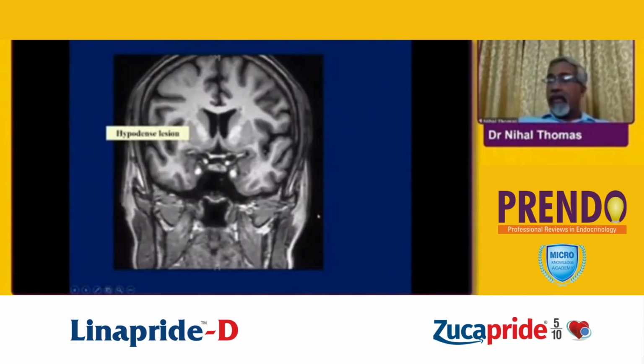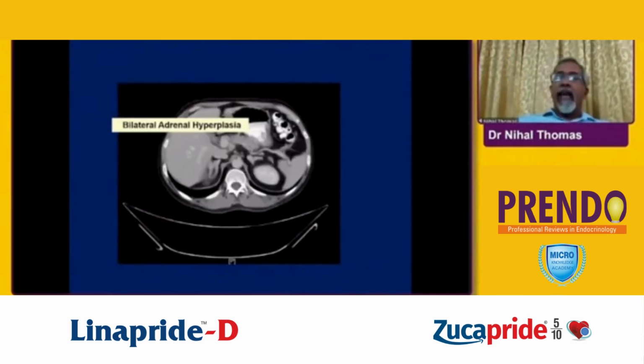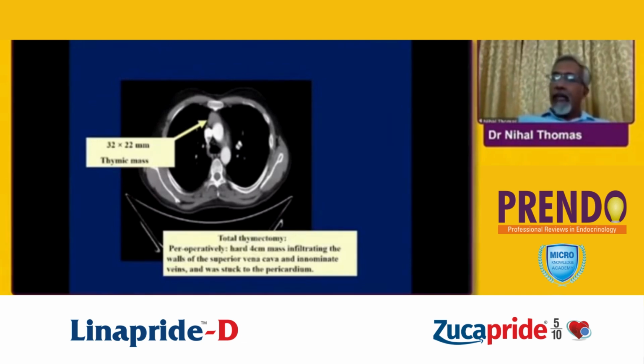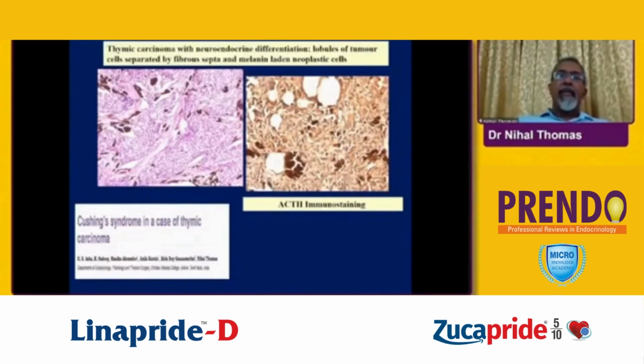So this patient once again had a pituitary MRI outside, lo and behold, which was normal, and it was possibly, we thought, a Rathke's cleft cyst, and the CT abdomen showing hyperplasia of the adrenal and a thymic mass. So the patient had a total thymectomy, a hard 4 centimeter mass infiltrating the walls of the superior vena cava, and this was stuck to the pericardium. And here you can see there was a thymic neuroendocrine tumor. The ACTH immunostaining was present as well, and this patient essentially had a thymic carcinoma.